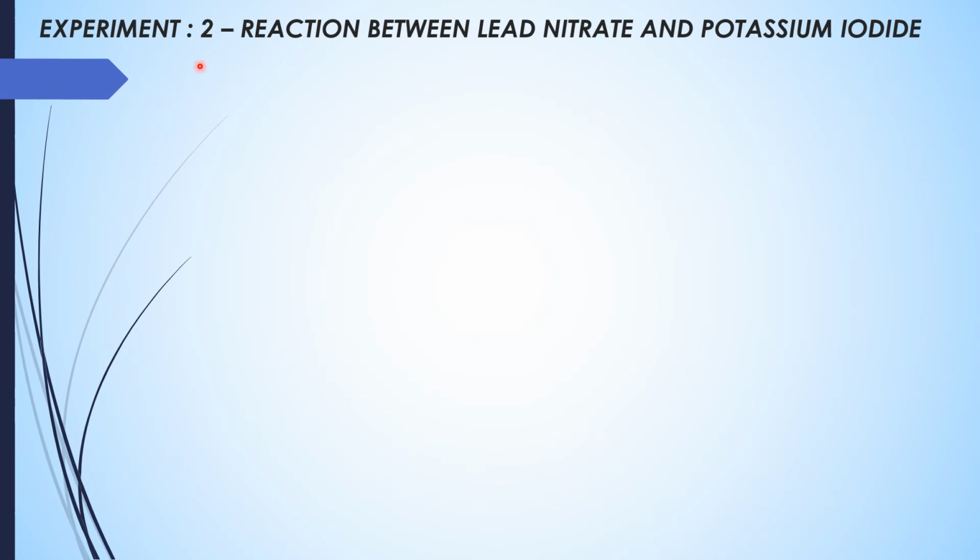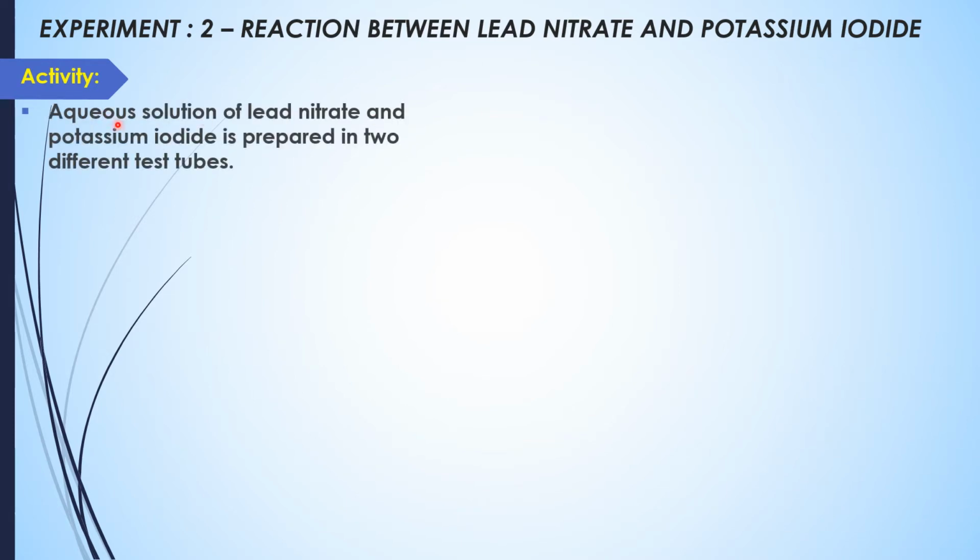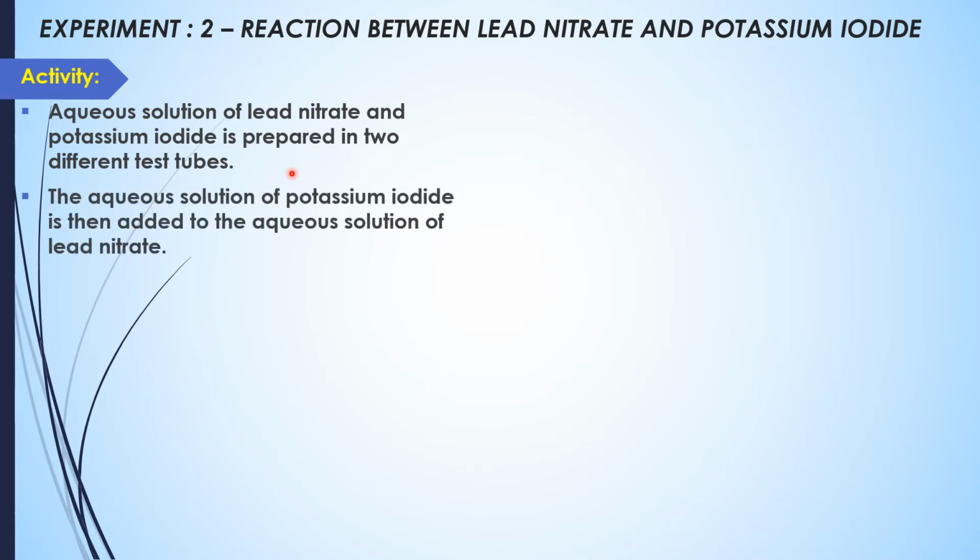Experiment number 2, reaction between lead nitrate and potassium iodide. So here we have your activity. At first, aqueous solution of lead nitrate and potassium iodide is prepared in 2 different test tubes. Then the aqueous solution of potassium iodide is added to the aqueous solution of lead nitrate or vice versa.